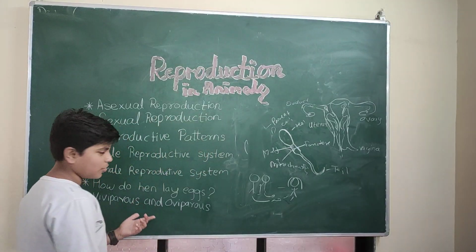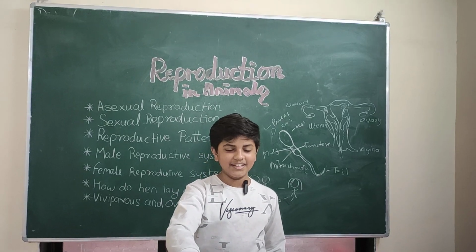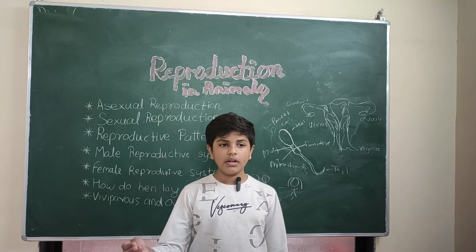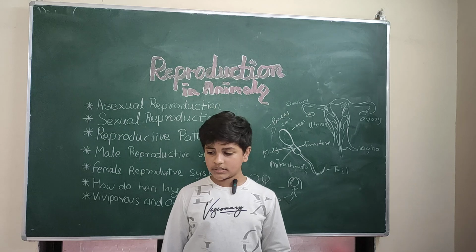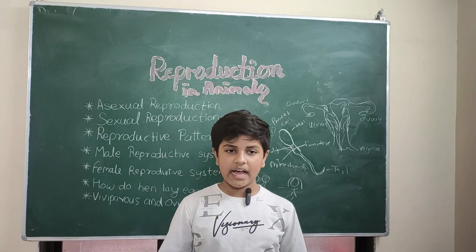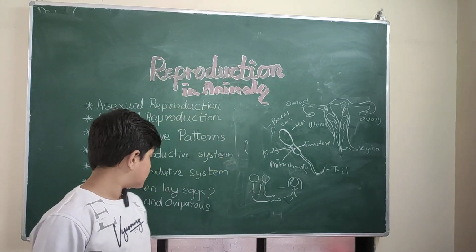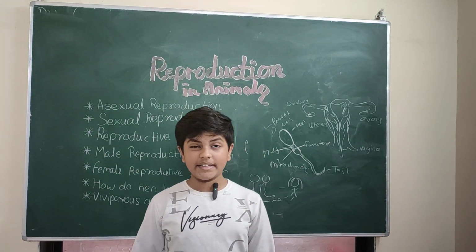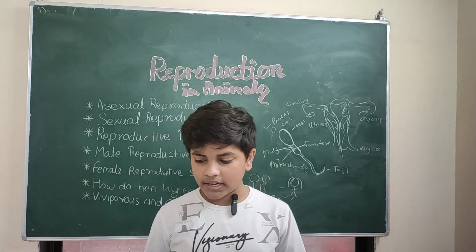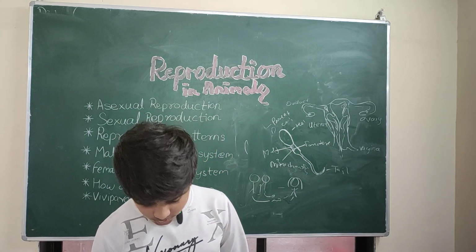We will see viviparous and oviparous. Viviparous means animals that give birth to the young ones. Vivi means alive. Oviparous, ova means egg, means the animals which lay eggs, and from the egg the young ones are produced. Then we will see metamorphosis, which means radical changes in the structure and habits of animals during this cycle.